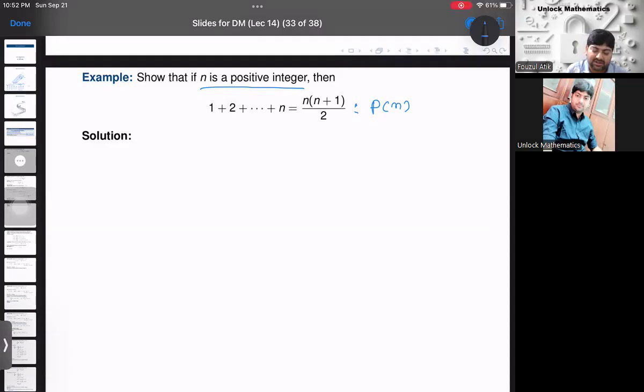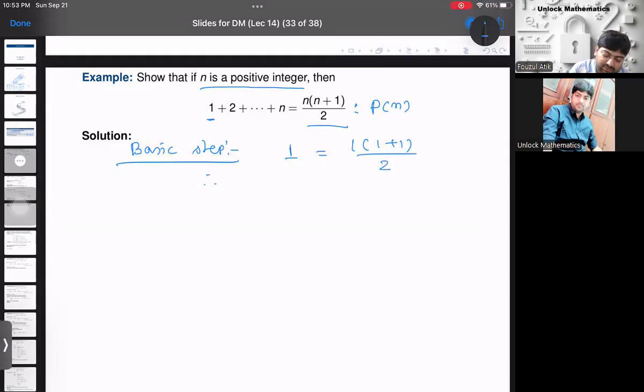Now what is P(1)? That means in this case you should have only one term, and your n should be replaced by 1. And it is happening. If n is replaced by 1, that means 1 times (1 plus 1) divided by 2, which is 1, which is equal to 1. So the basic step is true. We have 1 is equal to 1 times (1 plus 1) by 2, right? And therefore your basic step is true. That means P(1) is true. So the basic step is always easy.